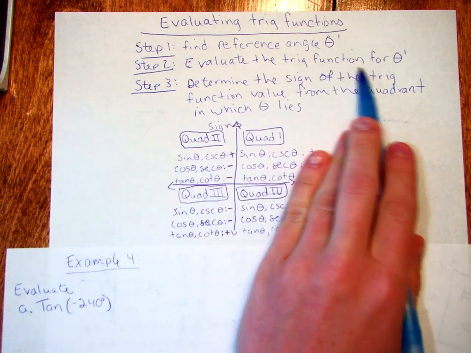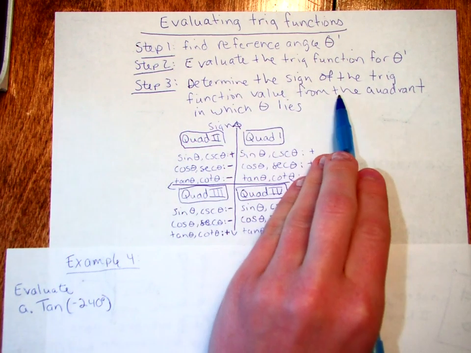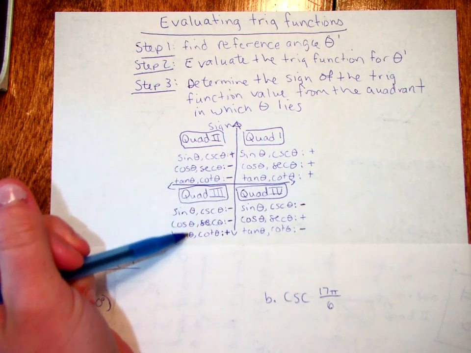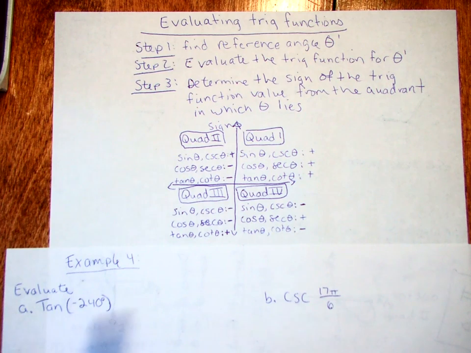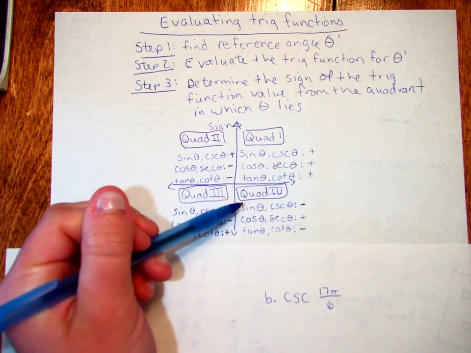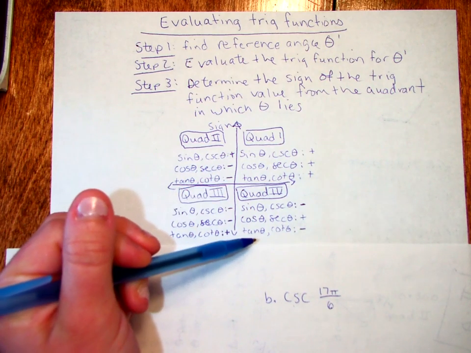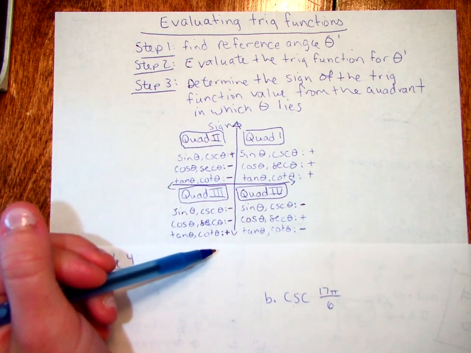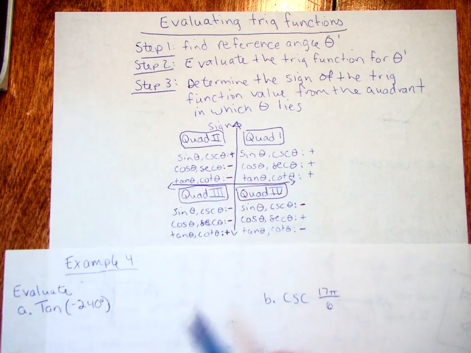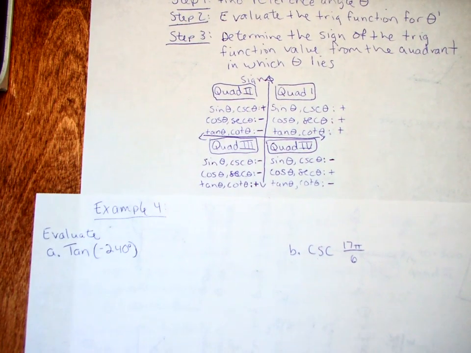Then you're going to evaluate the trig function. And then the third step is to determine the sign. What that means is once you determine what function you're using, which they will give to you, you have to figure out which quadrant your reference angle is in, and that'll determine whether it's positive or negative. So like I said, this is all in that reference sheet I gave you, not something you necessarily need to memorize. Okay, so let's get started with this.